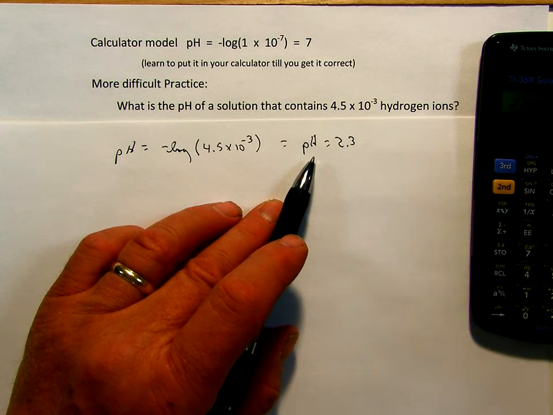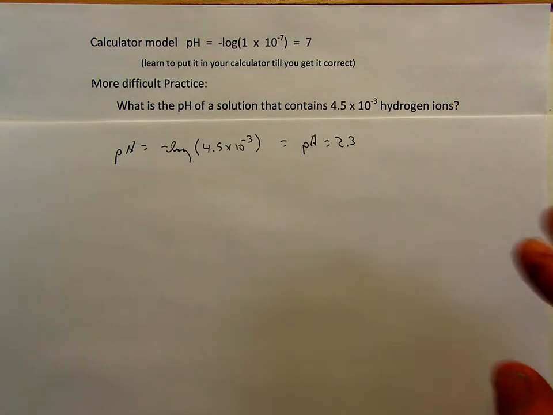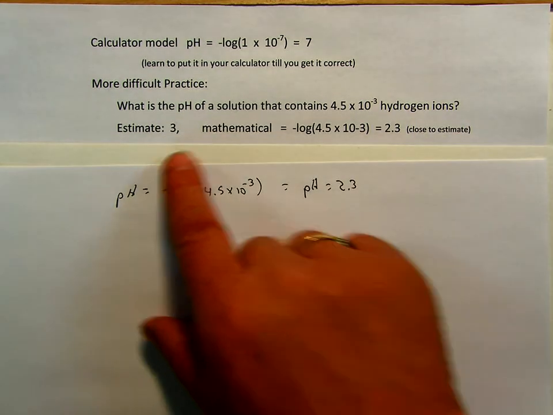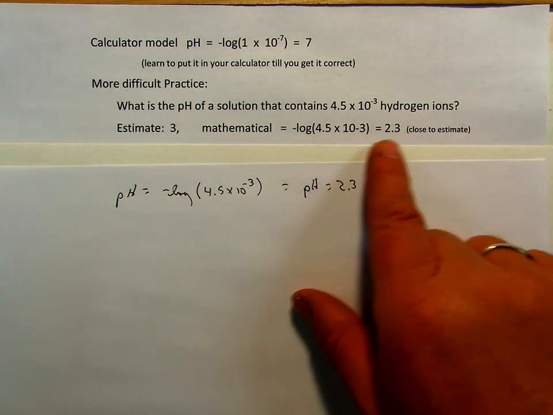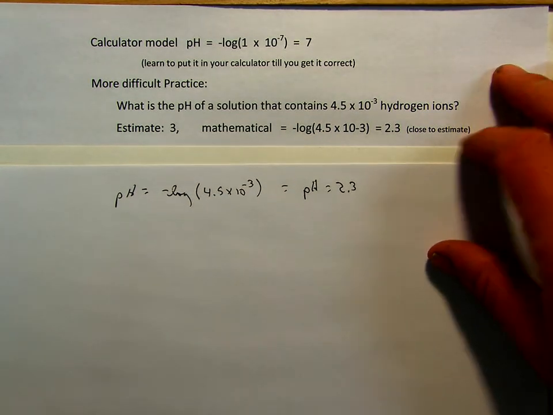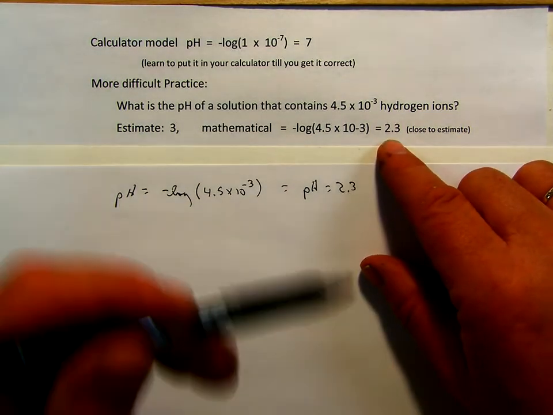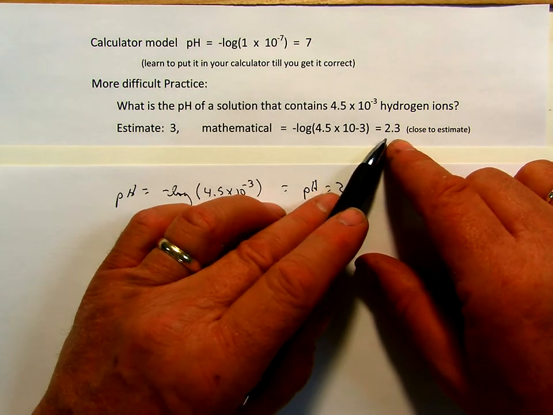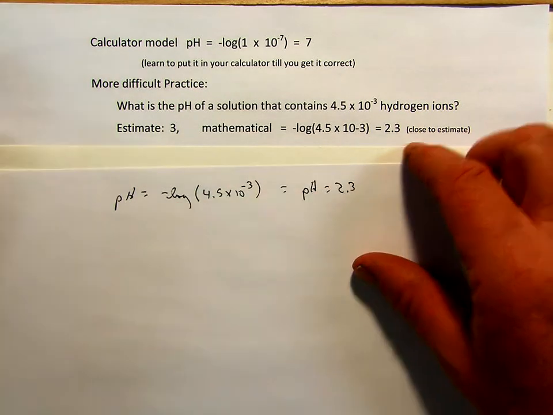All right, now try the next one. You saw the estimate. It's not a numerical value, and we're close to the estimate, given the fact we were just guessing anyway. That's a whole lot closer estimate, negative 3 to 2.3 actual, than if I'd come up with 11 over here. I'd know I might have done something wrong.